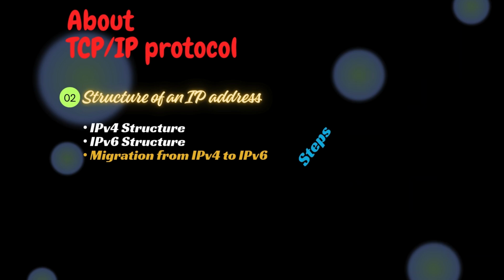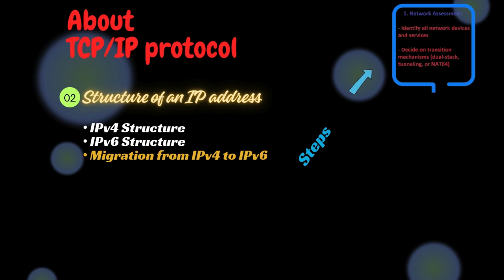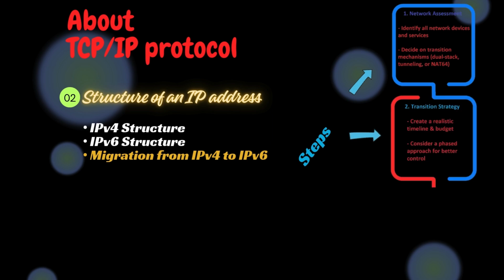Now we move on to explaining the steps. Start by assessing your network. Identify all devices and services currently in use. Then choose the appropriate IPv6 transition strategy, whether it's dual stack, tunneling, or NAT64, based on your specific infrastructure and future goals. Next, develop a transition strategy.